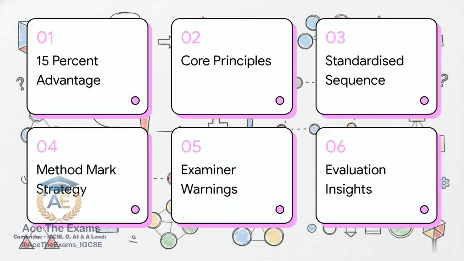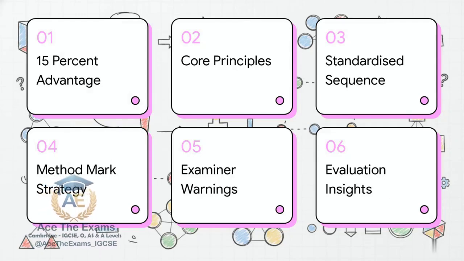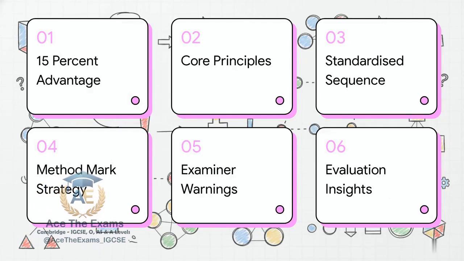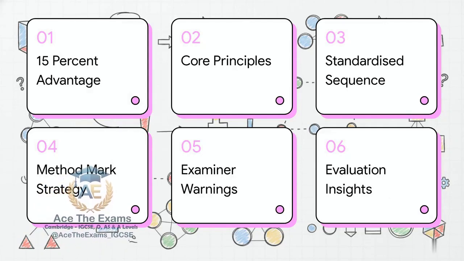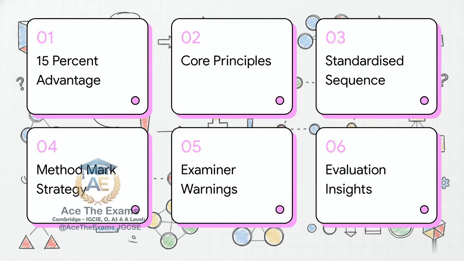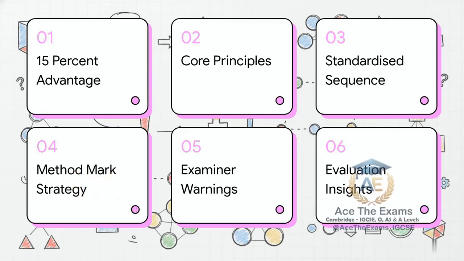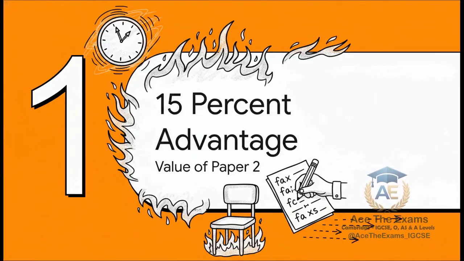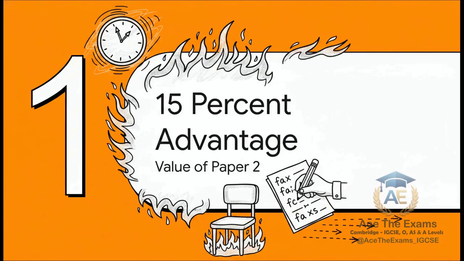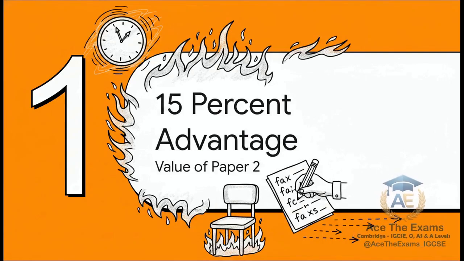To handle this airspace safely, we've broken our flight plan into 6 distinct vectors. First, we'll establish that 15% advantage, then lock down the core principles. From there, we move into the standardized sequence, deploy the ultimate method mark safety net, clear out top examiner warnings, and finally, look at the evaluation insights that secure a perfect landing. Initiating Phase 1, the 15% advantage and unlocking the true value of Paper 2.